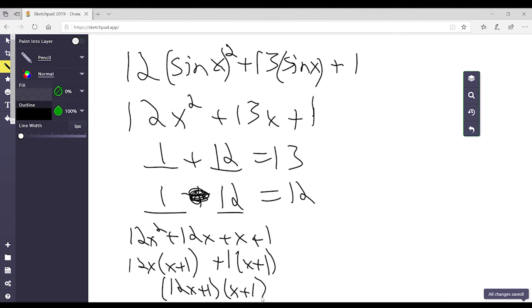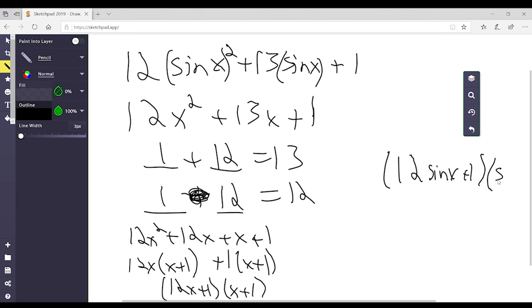Okay, so we're almost finished. All that's left to do is replace the x with the sine of x now. So we go 12 sine of x plus 1 multiplied by sine of x plus 1. And that is our answer. So it was pretty much the same, except we just had to substitute and resubstitute. So yeah, it's pretty simple.